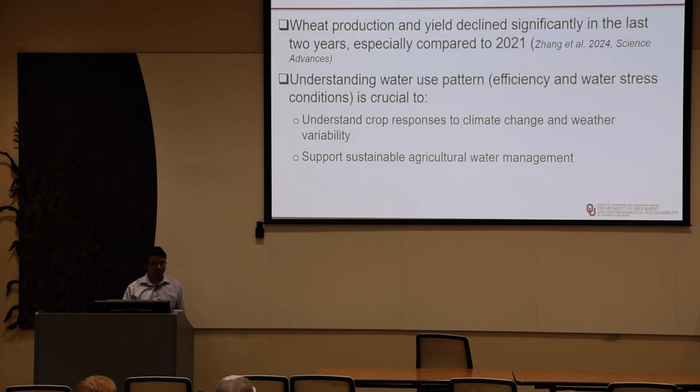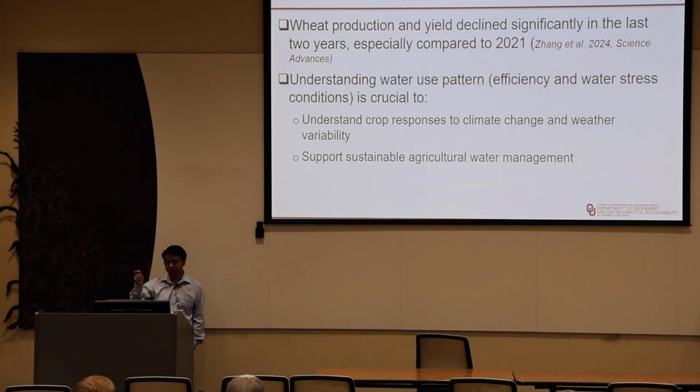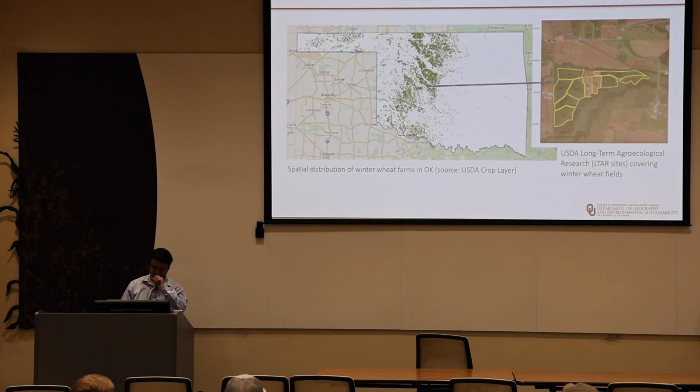And in recent years, especially 2021 to 2023, the El Nino effect brought a lot of drought, and wheat production declined a lot. So we're trying to map the water use of winter wheat in Oklahoma and actually in Texas as well.